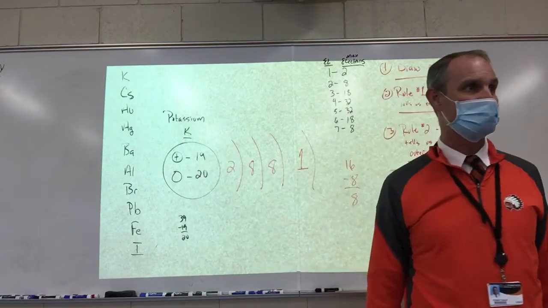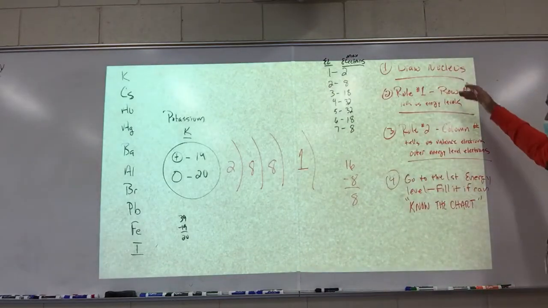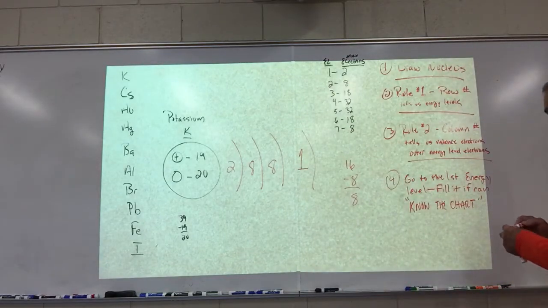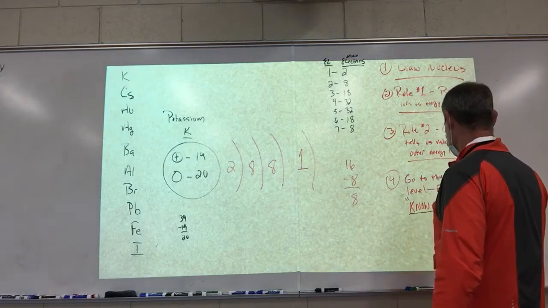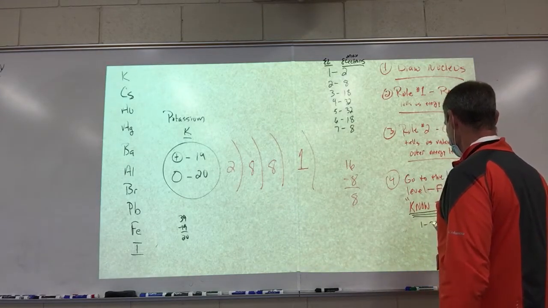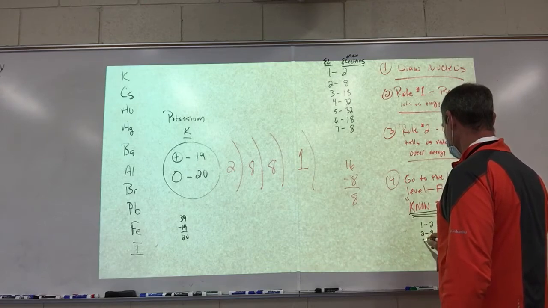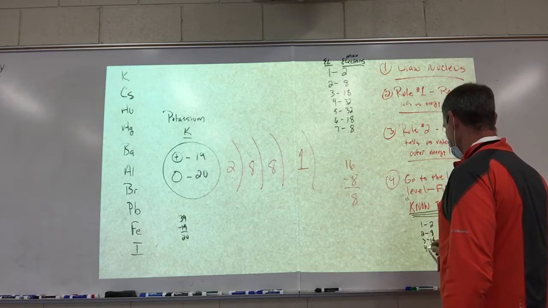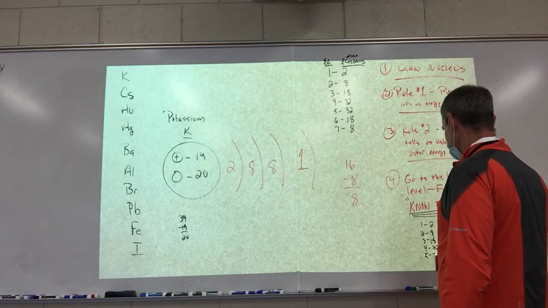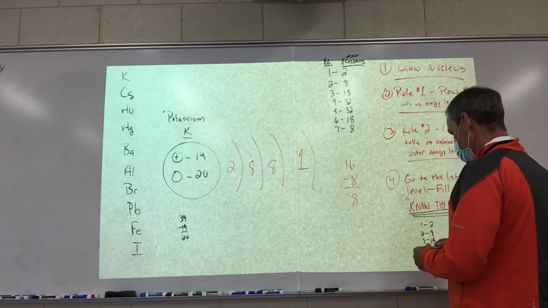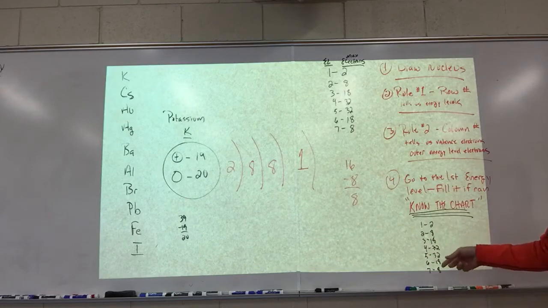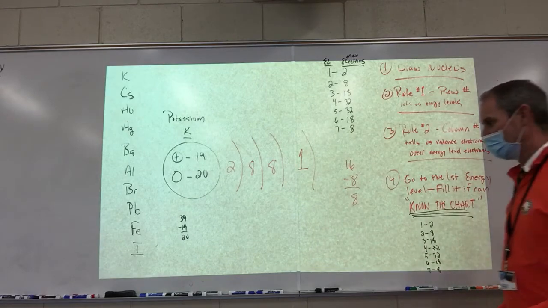You just drew potassium. So, go to the first energy level. Fill it if you can. Know the chart. Right? Know the chart. 1 holds 2. 2 holds 8. 3 holds 18. 4 holds 32. 5 holds 32. 6, 18. 7, 8. Do you know why it goes down? We'll figure it out in a second.